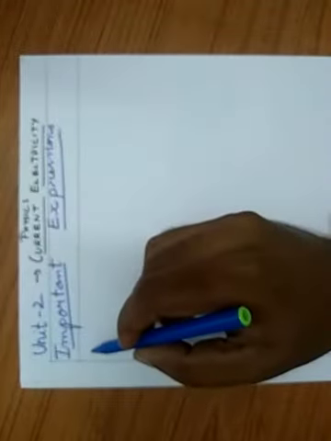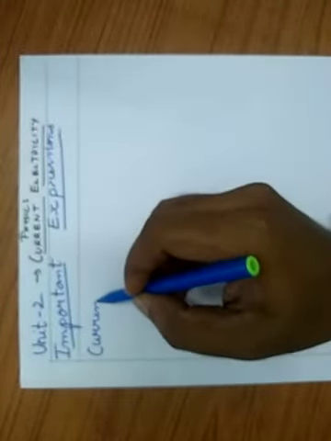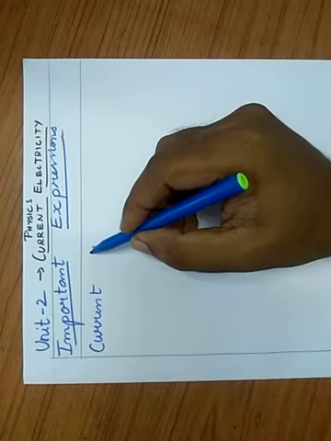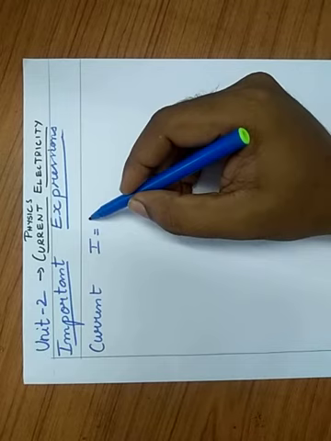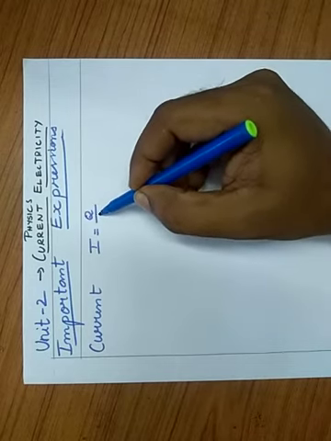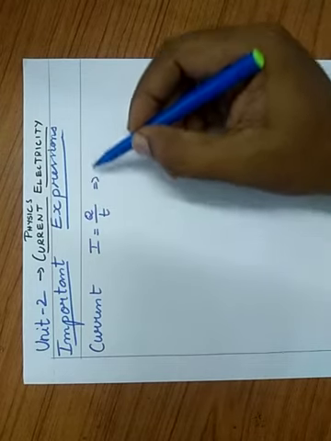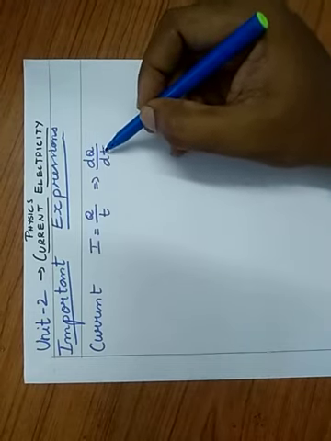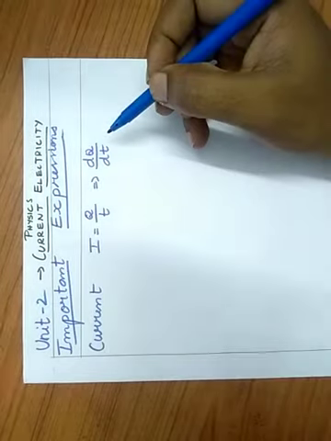Okay, first of all, expression for current. We know very well current is a rate of flow of electric charge, so it can be represented as I is equal to Q by T, or we can also write it in the form of dQ by dt. Then we know very well current is a scalar quantity.